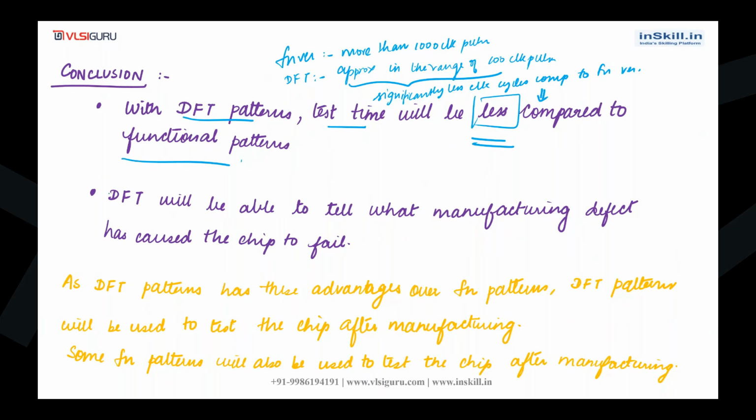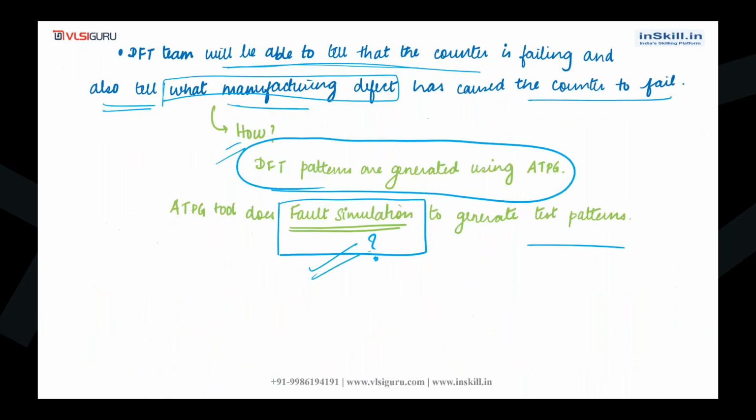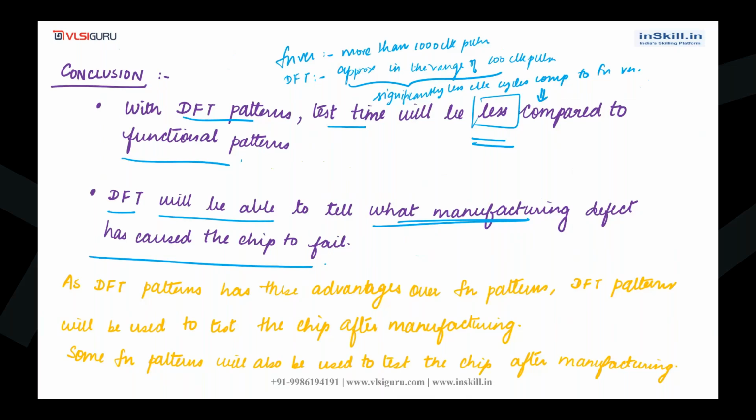And then with DFT, we will be able to tell what manufacturing defect has caused the chip to fail. As I discussed, the DFT team will be able to tell that the counter is failing, and also what manufacturing defect has caused it to fail. How? Because DFT patterns are generated using ATPG, and the ATPG tool does fault simulation to generate the test patterns. What is fault simulation? We'll discuss it in our course.